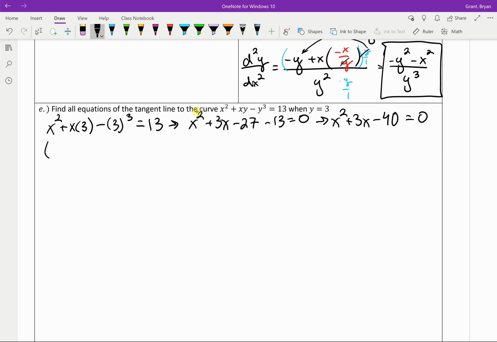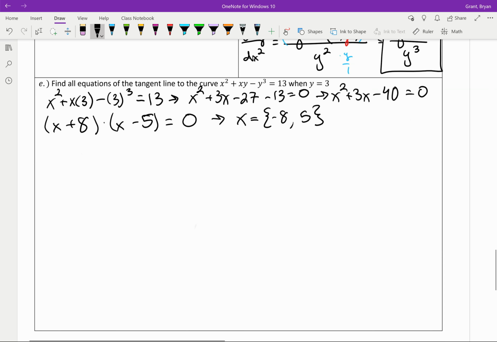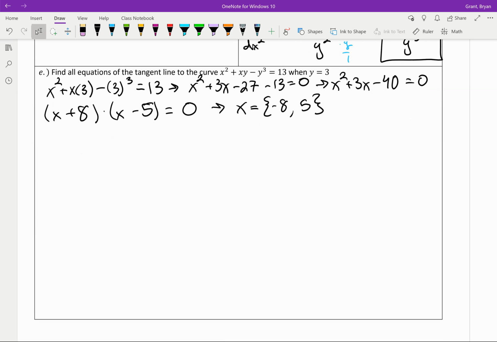2 numbers that multiply to get to negative 40, but also add up to get to 3. We know the larger number of the 2 will have to be positive. And for 40, the 2 things that jump out at me are 10 and 4, but that makes 6 when you subtract them. And then 8 and 5. And I think 8 and 5 does make 3, positive 8, negative 5. So we actually find 2 x values here. We find an x value of negative 8 when we set this equal to 0 and positive 5. So that's telling us then that we're going to have 2 tangent lines.